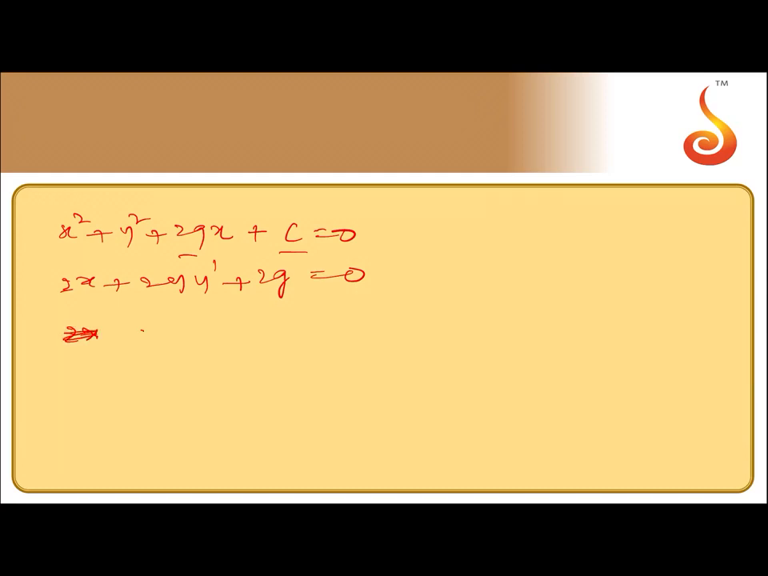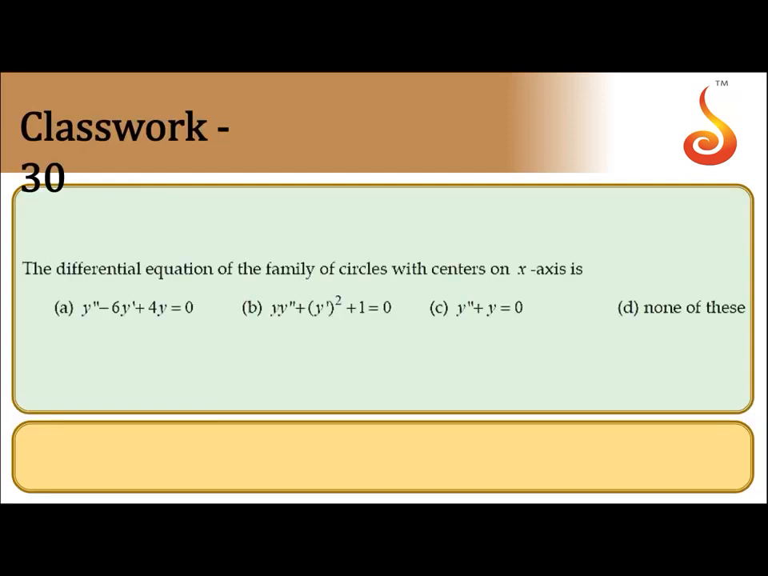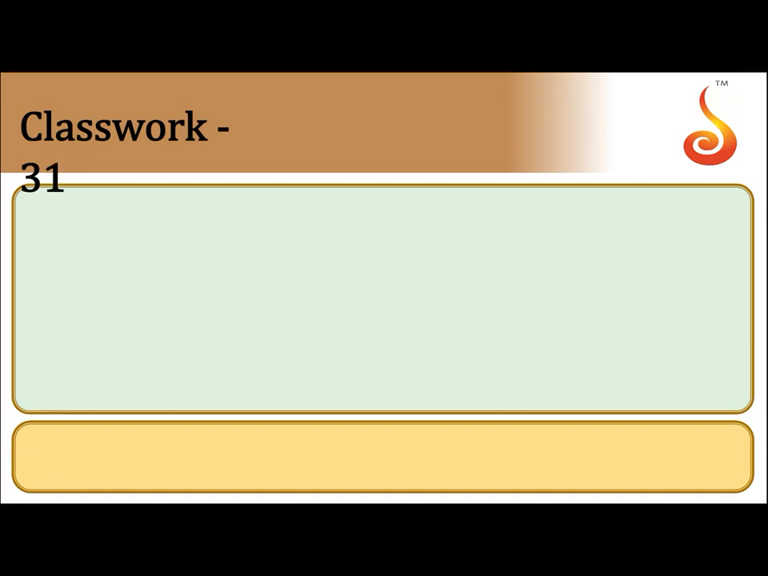Taking the x derivative, the first one is 2 plus 2 times y dash into y dash, whole square, and 2y multiplied by y double dash equals 0. Dividing by 2, you'll be getting y double dash plus y dash whole square plus 1 is equal to 0. So the answer is nothing but y double dash. I think it is the B option.